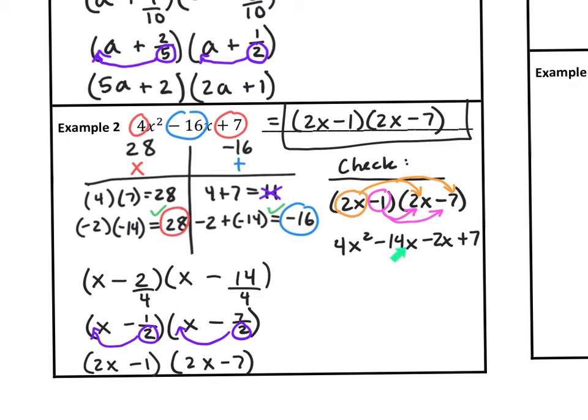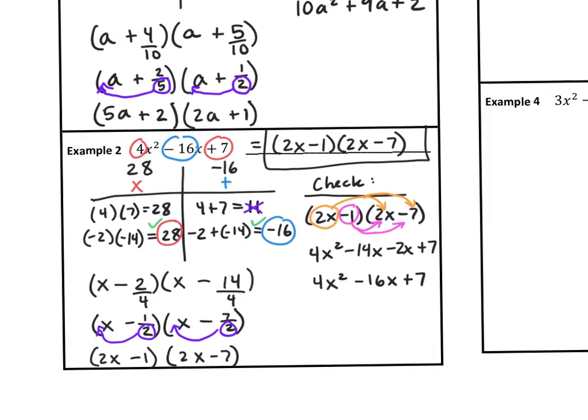Okay, and we should see that we can combine the x's. They're both negatives, so they're going to add. What's negative 14 minus 2? So bring down the 4x squared. Negative 14 minus 2 is negative 16x. And bring down the plus 7. So does this match the original problem? Yes.